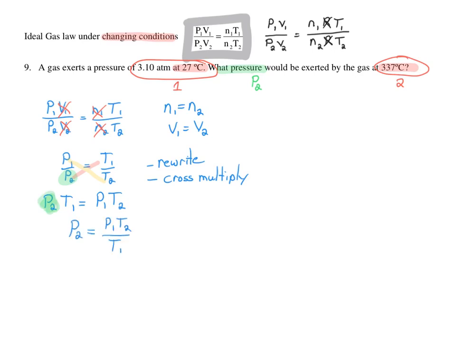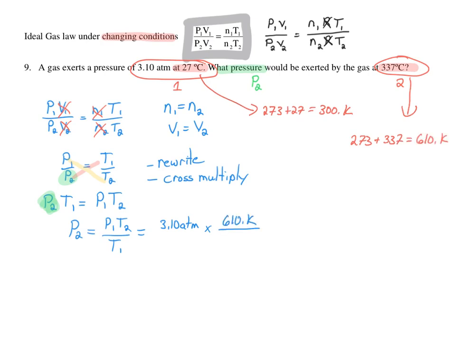And now we substitute in our values. Remember, temperatures have to be in Kelvin. So we're going to convert this to Kelvin. So we have 273 plus 27. That's going to be equal to 300 Kelvin. And for this temperature, we have 273 plus 337. Okay, now T2 is going to be equal to 610 K. So T2, we substitute in 610 K. T1 is 300 K.